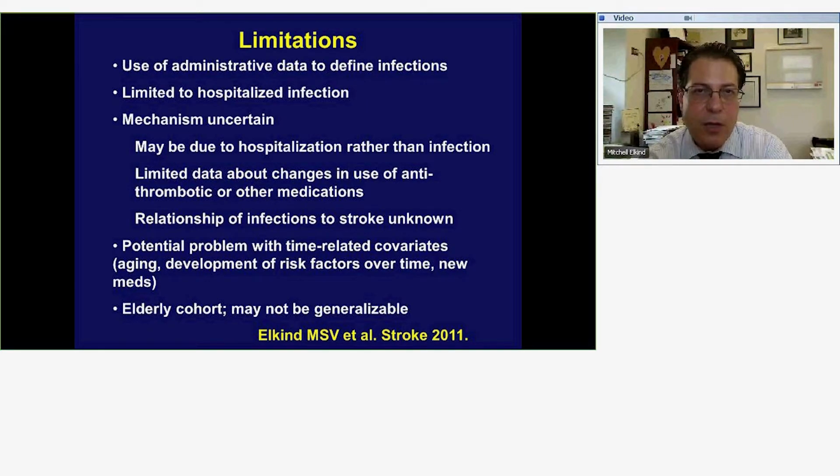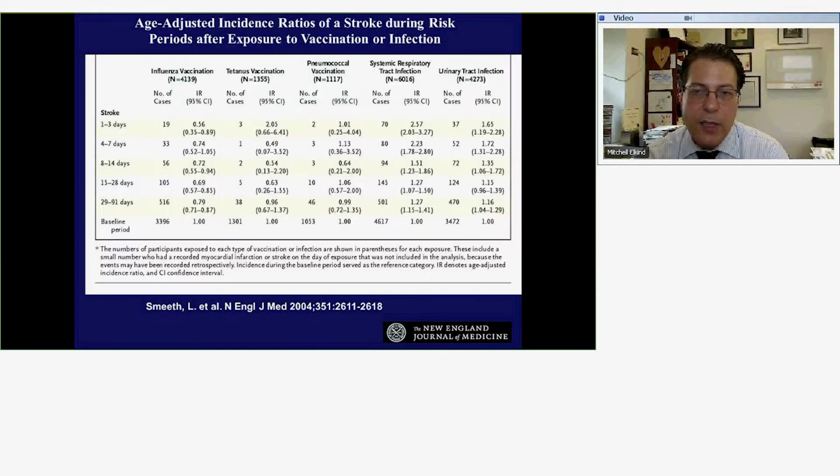And I mentioned the problems with these time-related covariates, such as aging, as well as development of new risk factors and changes in medications. And this, of course, may not be generalizable to others also. But it does suggest potentially some association and some vulnerable period after an acute infection. Again, others have also looked into this question.